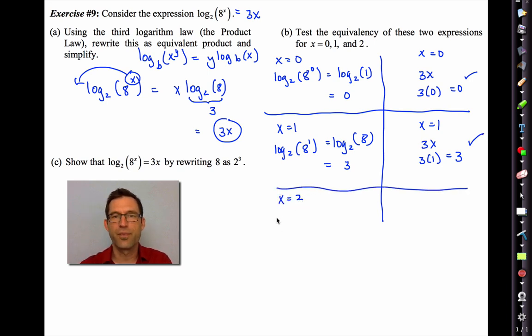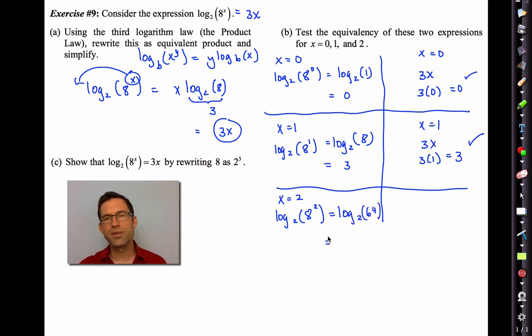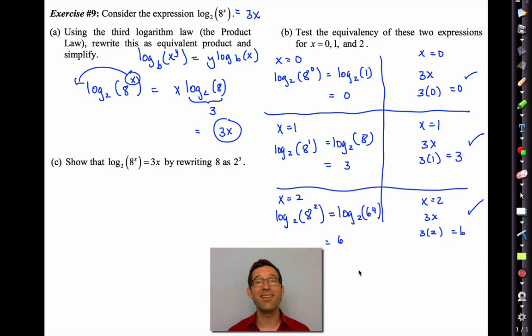X equals 2. Over here, I'm going to get log base 2 of 8 to the second, which gives me log base 2 of 64. Now this is a little bit harder. 2 to the third is 8. 2 to the fourth is 16. 2 to the fifth is 32. 2 to the sixth is 64. And of course over here, easy enough. 3 times x, 3 times 2 is 6. So it checks. It's amazing that log base 2 of 8 to the x is such a simple expression, 3x, and yet it is. Now, one last thing.